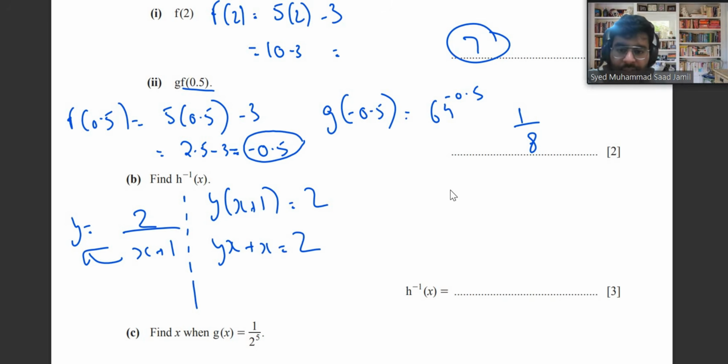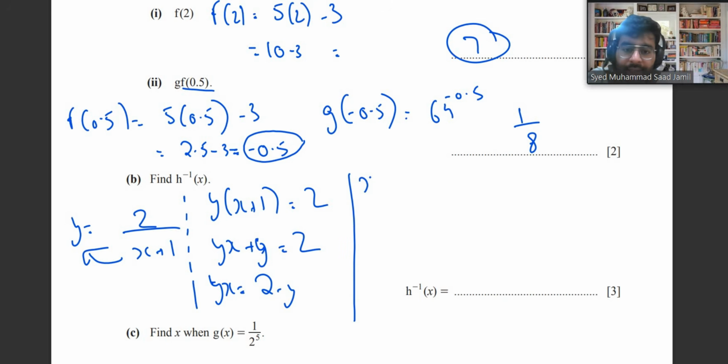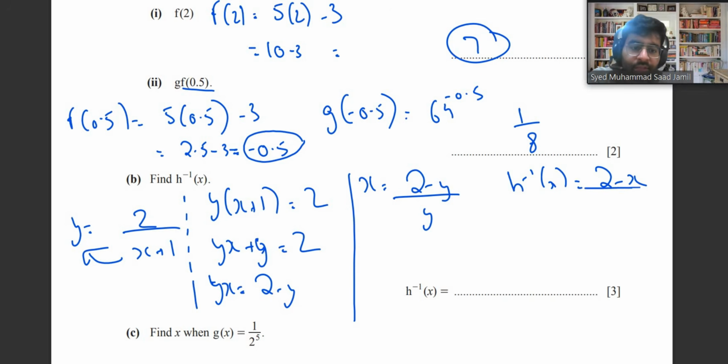Make x the subject. Now what do we have to do? We have to make x common. So if I take x common, my bad, I made a mistake here. It's y, sorry, this is also y, because y multiplied by x and y. Anyways, yx is equal to 2 minus y. x is equal to 2 minus y upon y. So h inverse x would actually be 2 minus x upon x. Okay, so 2 minus x upon x.